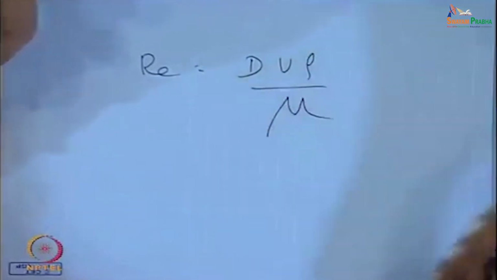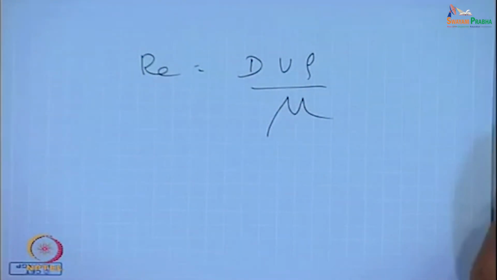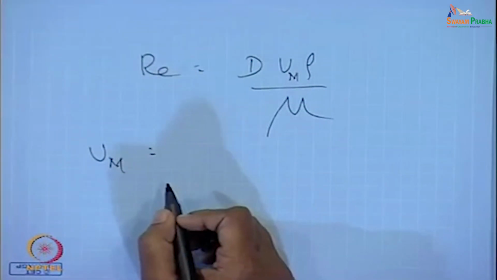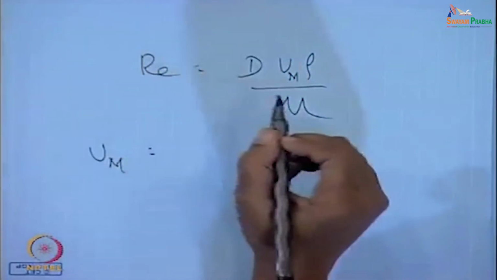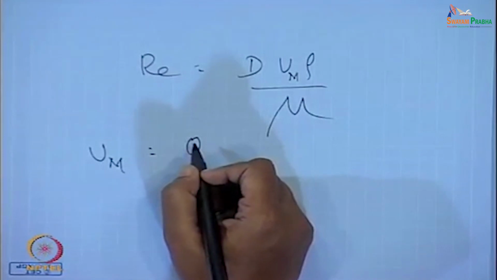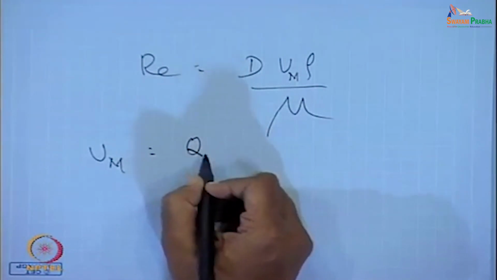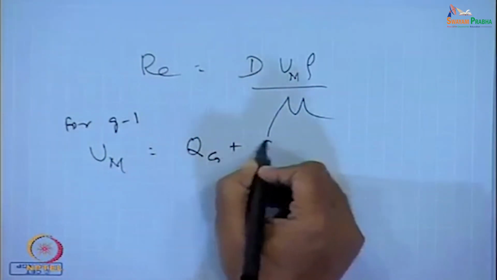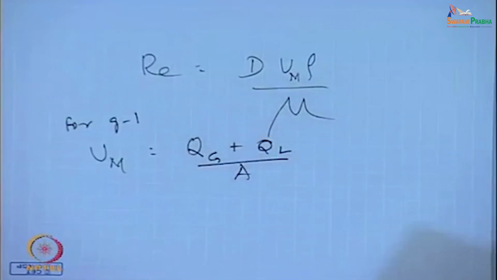Re equals to d u rho by mu, single phase flow. In this particular case, diameter, u becomes the mixture velocity. What is the u mixture velocity in this particular case? It is the inlet combined velocity. In other words, if we denote the volumetric flow rate as q, then for gas liquid cases, it is going to be Qg plus Ql by A.